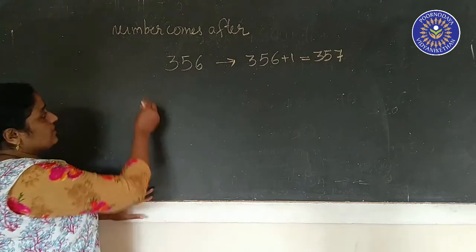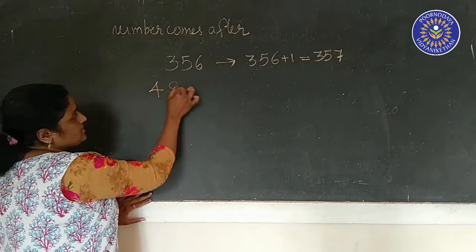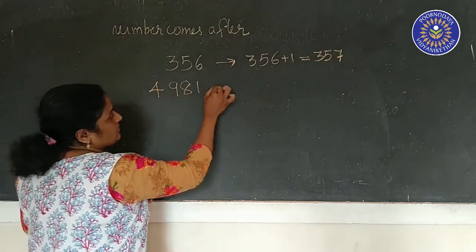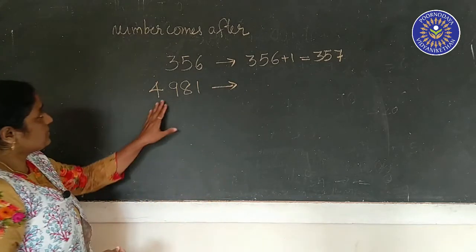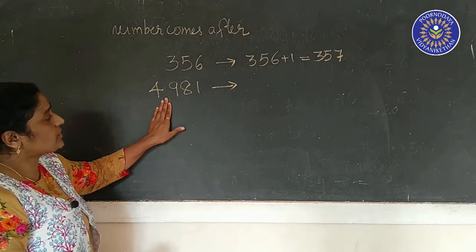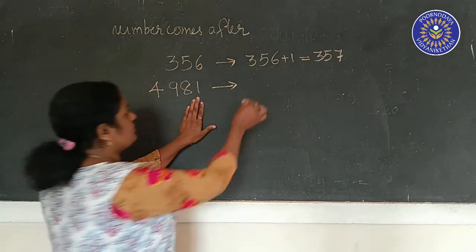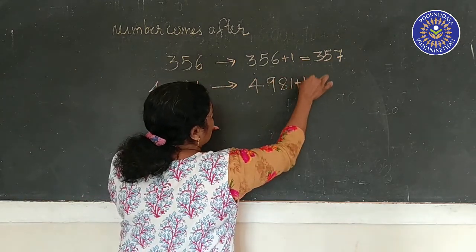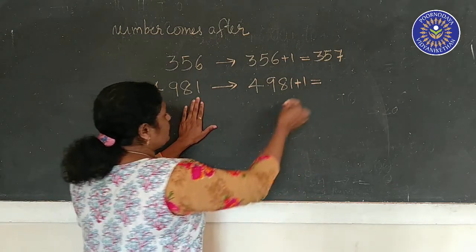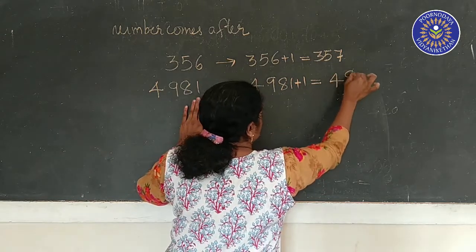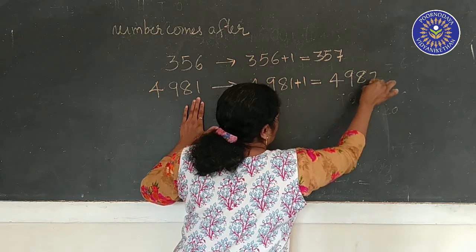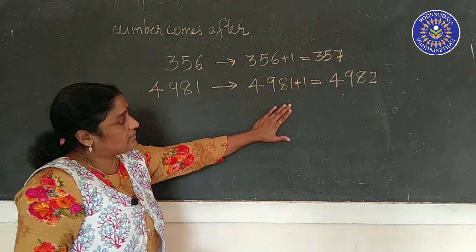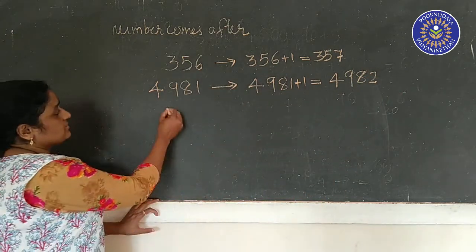So the next one is 4981. Which number comes after 4981? 4981 plus 1, that is equal to 4982. Clear?